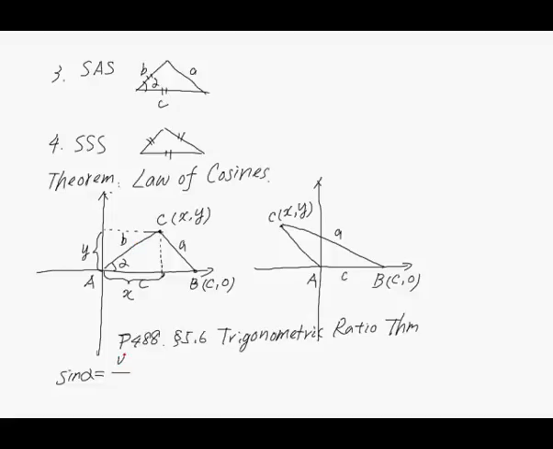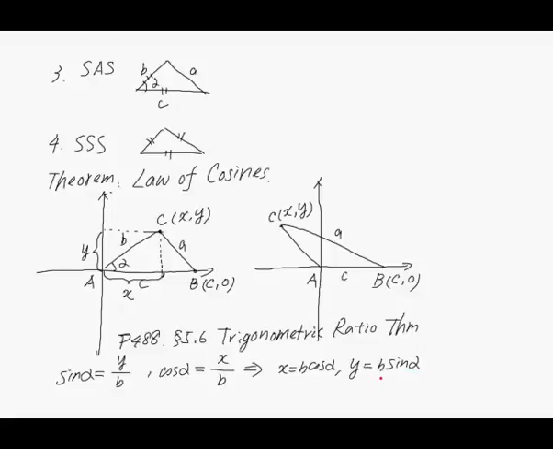So that is y over b, right? And cosine alpha is equal to the x coordinate of this point C over this length of the hypotenuse, that is the b. So in this way, we can express the coordinates of the point C in terms of the b and alpha. So from here, we have x equal to b times cosine alpha and y equal to b times sine alpha.